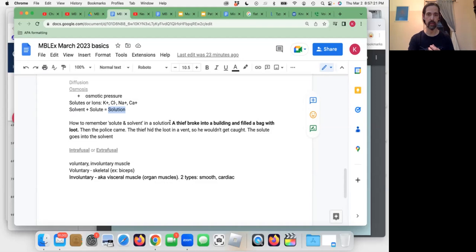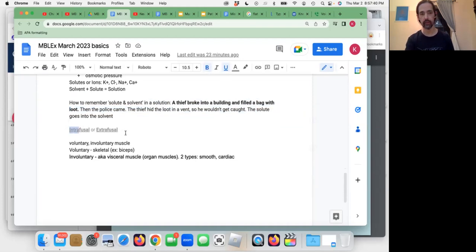A good way to remember that is that a thief broke into a building and filled a bag with loot. The police came, the thief hid the loot in a vent so he wouldn't get caught. That was his solution. Loot, vent, solution. Solute, solvent, solution. Intrafusal and extrafusal fibers, we're probably going to get into tonight.